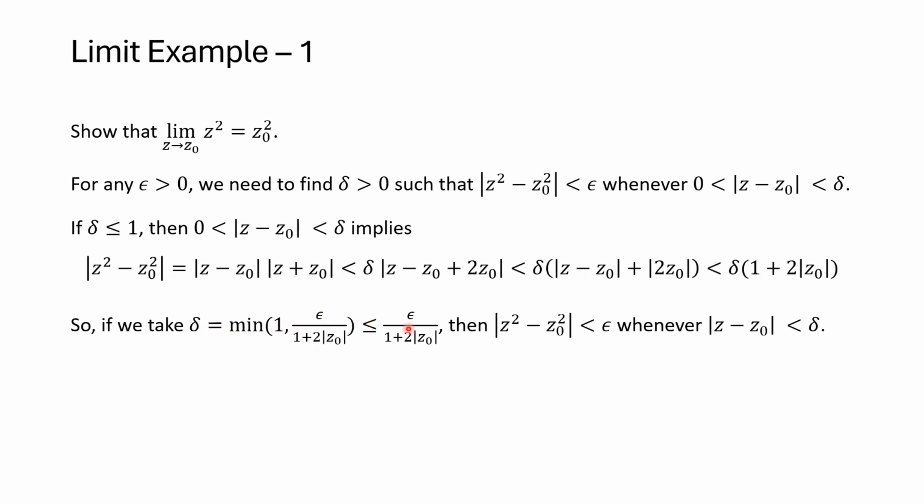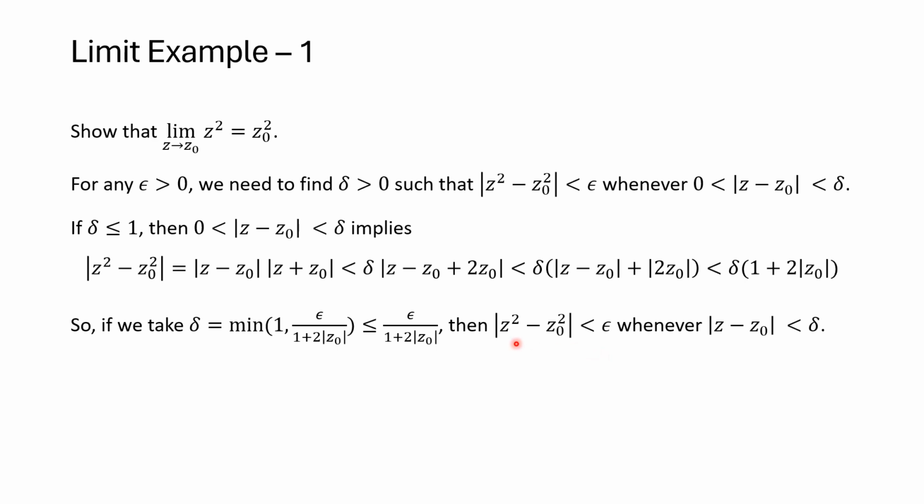And delta is also less than or equal to epsilon divided by 1 plus 2 times the modulus of z sub 0. So we could plug that into here, and then when we multiply, we get epsilon. So whenever the modulus of z minus z sub 0 is less than delta, we know that the modulus of z squared minus z sub 0 squared is less than epsilon, which is what we want in order to prove our theorem.